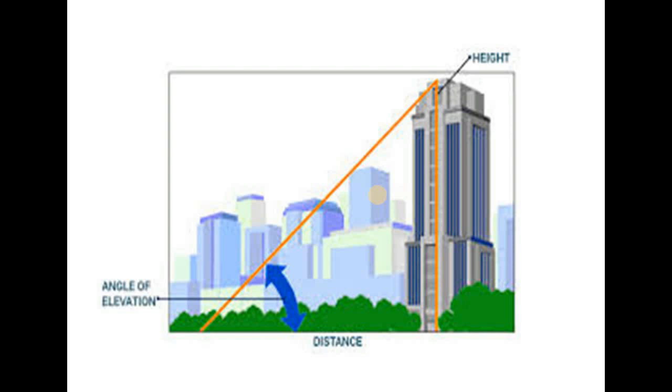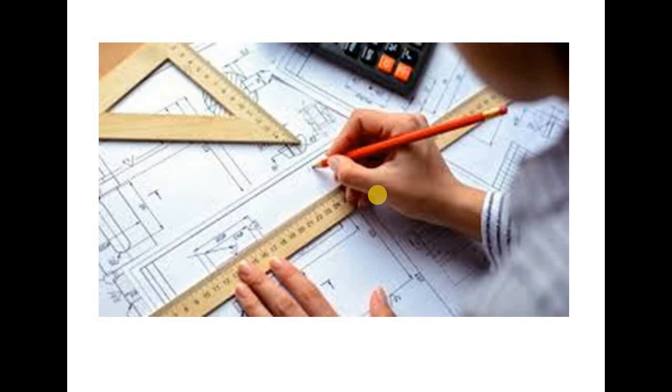So like this, we come across many day-to-day instances where we need to perform such calculations, and the branch of study which deals with these calculations is called trigonometry. So basically we can say trigonometry is a science of ratios that deals with triangles, their angles and their sides.